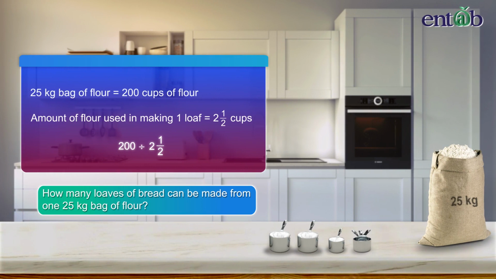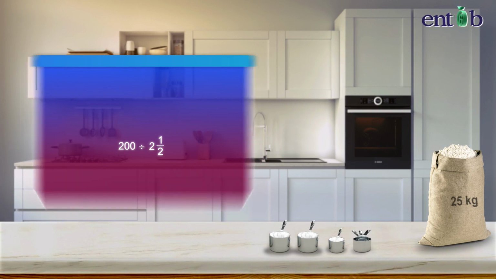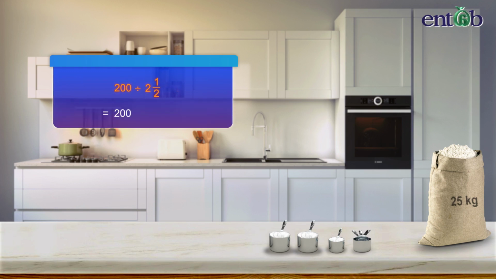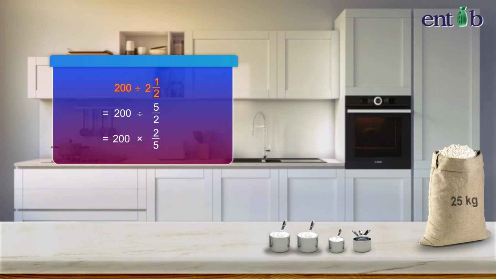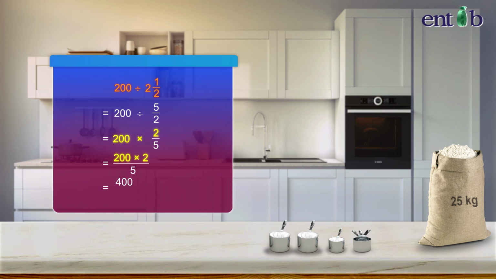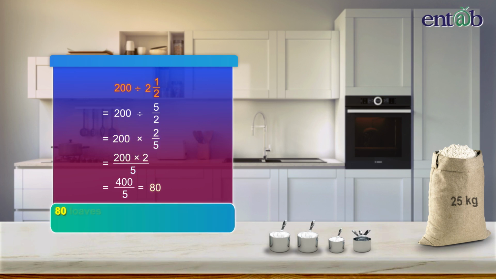Now, let us try to figure out the problem that I asked you in the beginning. You must know how to divide 200 cups by 2.5 cups. Give it a try. First, we change 2.5 to the improper form. Then we apply keep, change, flip. Now, multiply the numerators but keep the denominator same. Thus, 80 loaves of bread can be made from 25 kg of flour.